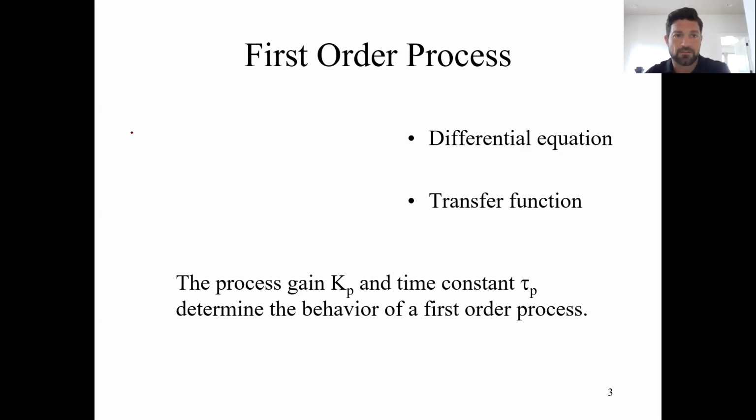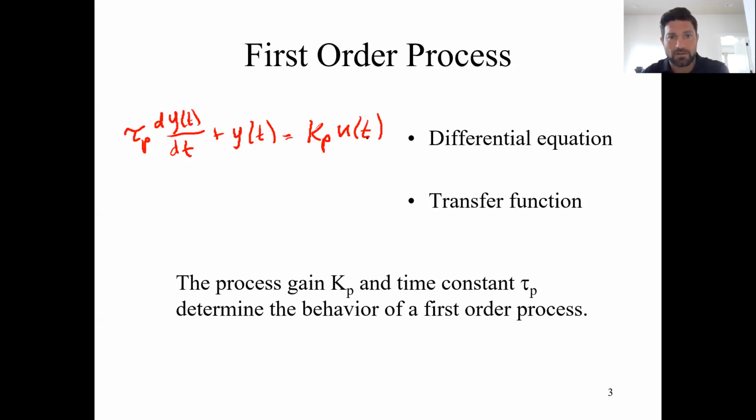So the differential equation for a first order process, as we said, is tau times dy/dt, where y is our variable, a function of time. So tau times the derivative of the function, plus the function, equals Kp times the input function, which is u of t. So this is a first order process where we have the time constant, which tells us how fast the change is, and then we have Kp, which tells us the gain.